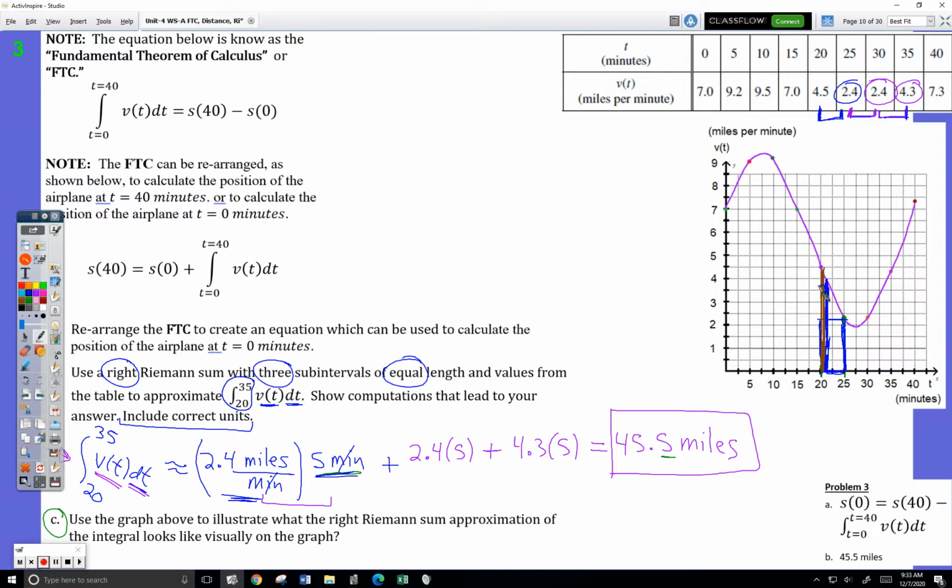The idea is that if I keep doing that, I'm going to pretty much fill this space with rectangles. That would be the perfect situation where we check the velocity enough that the area we're creating by doing these computations fills all the space between the curve and the horizontal axis. Our estimate only filled that much space, so we know that we're estimating too low. That's the idea of drawing it out.